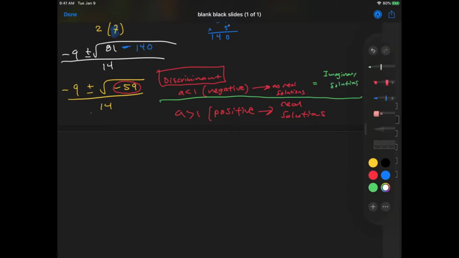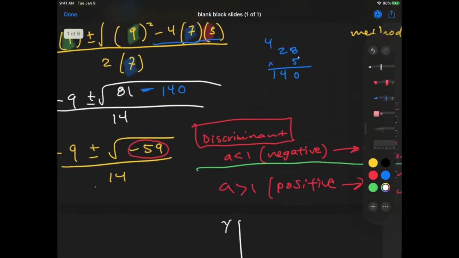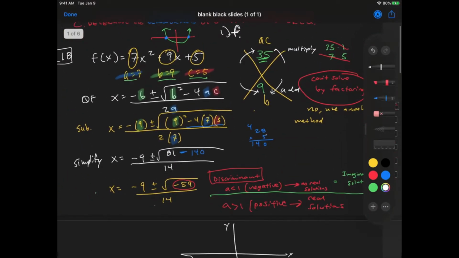Let's get a graph and this will make sense. Here's my x, here's my y. If I go up here, let's take up some of these numbers. My c value is 5, so I know the graph is going to go somewhere like right there. And I have a positive a value, so I know my graph's going to go up. So my graph's going to look something like this.